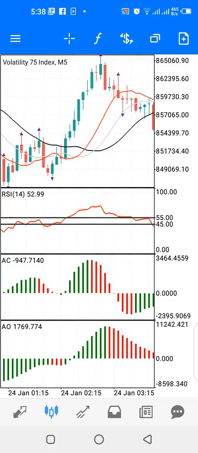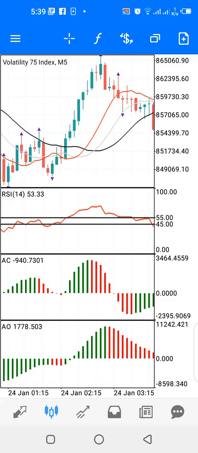Today we'll be looking at a strategy you can use to trade Volatility 75 index. I have V75 on my chart, 5 minutes time frame. You can use this strategy on any time frame. It's not restricted to 5 minutes time frame alone. You can use it on 1 minute time frame, 15 minutes, 30 minutes, 1 hour time frame.